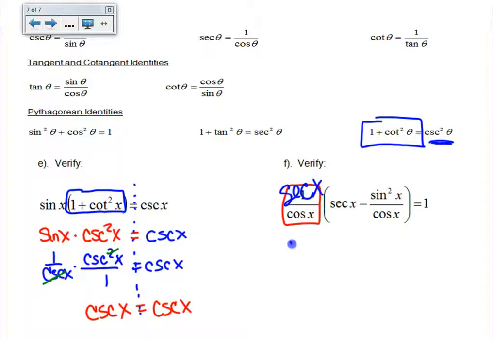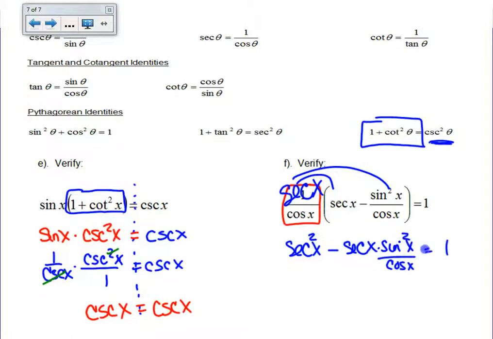I think I'm going to trade 1 over cosine, okay? So I'm going to trade this for secant. So secant x distributed in, I'm going to skip steps for time, guys. I usually wouldn't do this. But if I distribute the secant into here, we're going to have secant squared on the first part minus. Well, hold on. What Ms. Jasmine told me was trade secant right here for 1 over cosine. Is everyone following her thought?